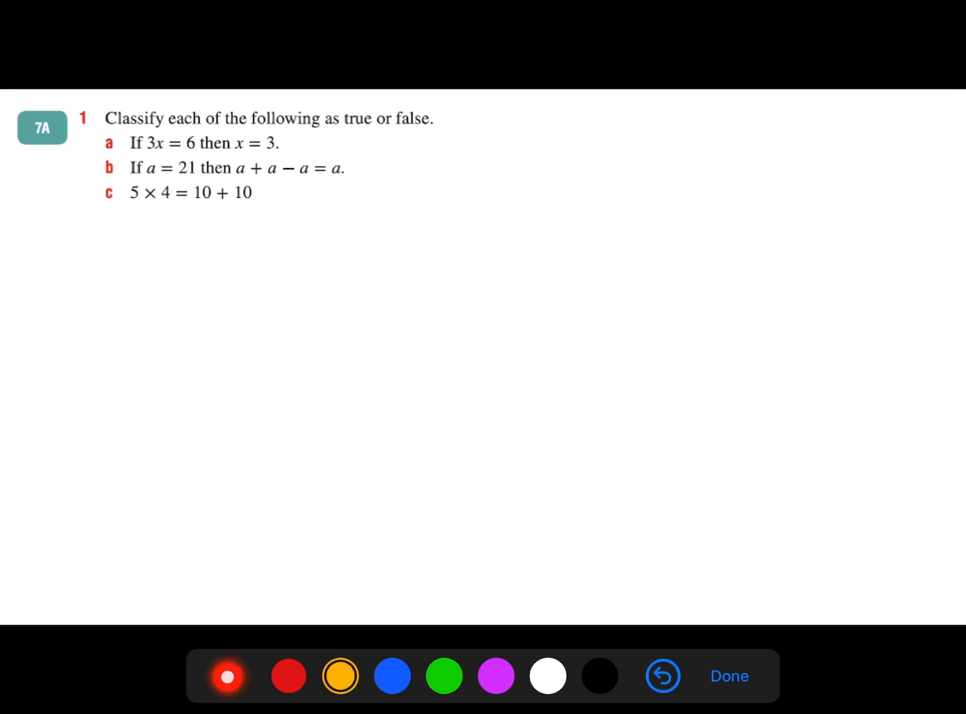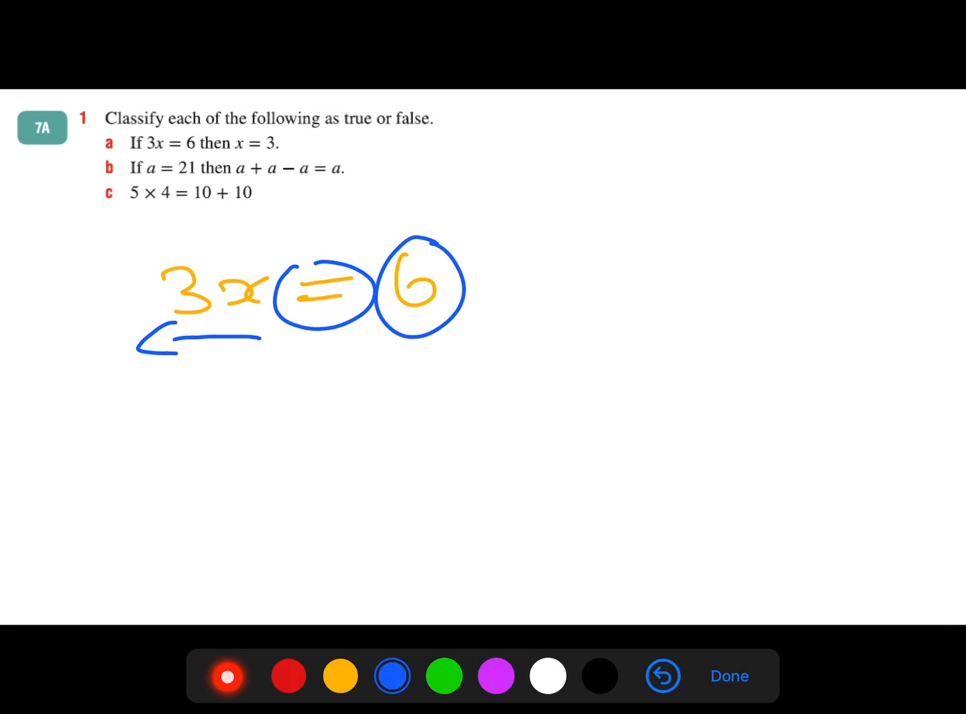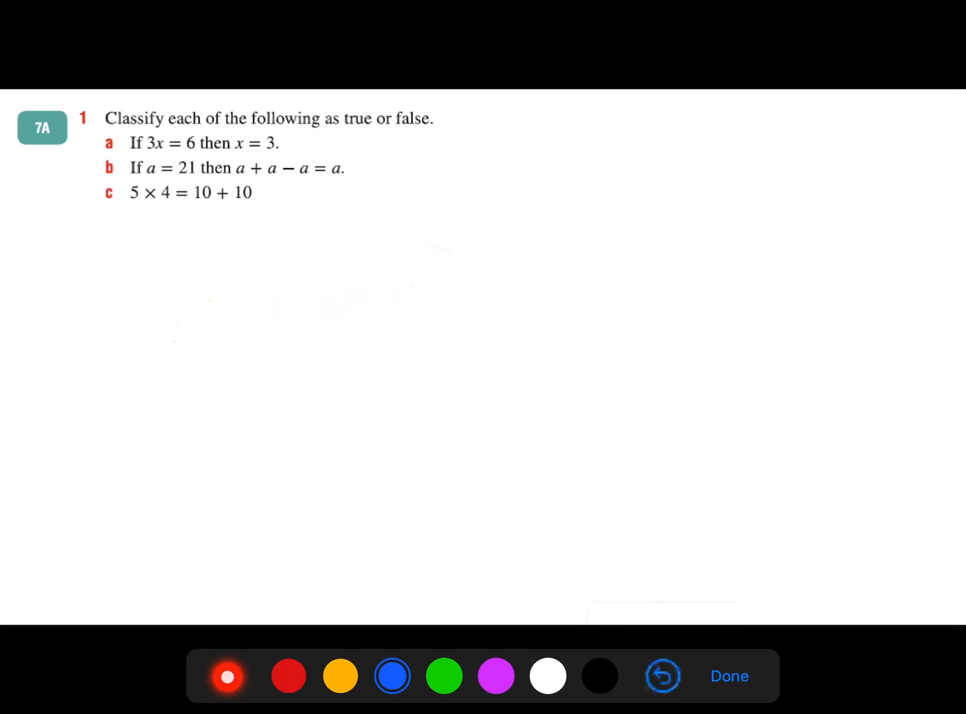So for example, the left hand side will be everything on the left of the equal sign. So the left hand side will be 3x. Then the right hand side just means anything on the right of the equal sign, which in this case is just the number 6. So in this question, it asks, classify each of the following as true or false.